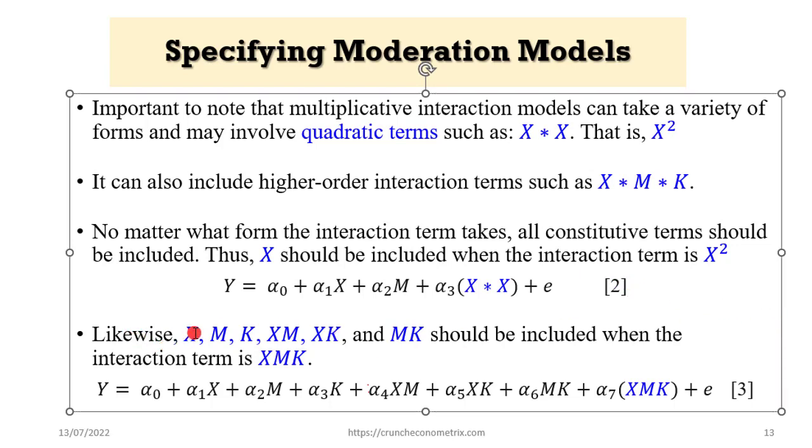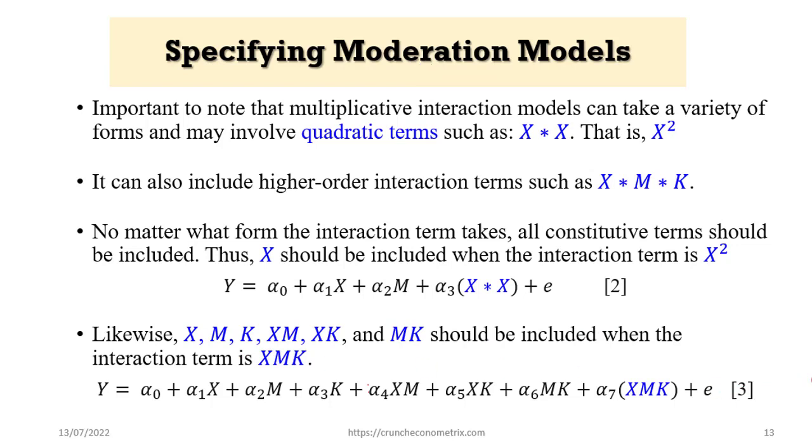Likewise, x, mk, xm, xk, and nk are the constitutive terms if I'm including x, mk as the interaction term, as you can see in equation 3. So make sure that you include all constitutive terms when you are specifying an interaction or a moderation model.